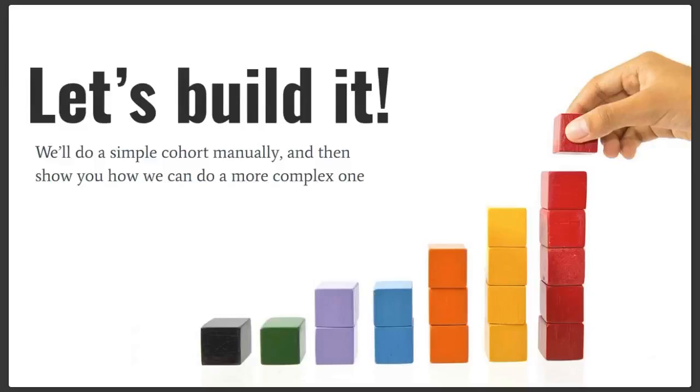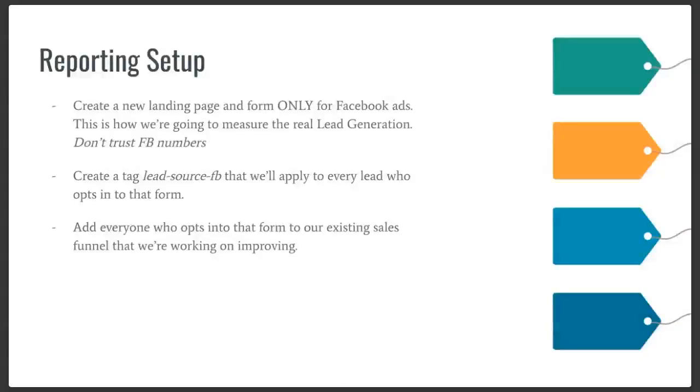All right, so let's build this thing. We're going to do a simple cohort manually, and then I'm going to show you how to do a more complex cohort. All right. So here's what we're going to want to do. In order to track this, we're going to create a new landing page and a form that is only being visited by people from Facebook. This is how we're going to measure the real lead generation. Do not trust the Facebook numbers.